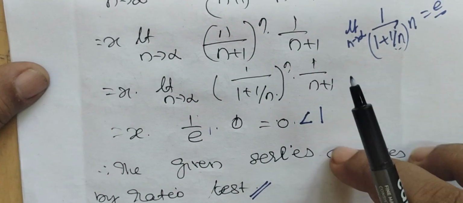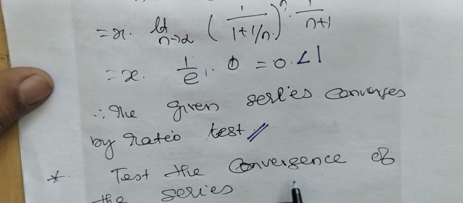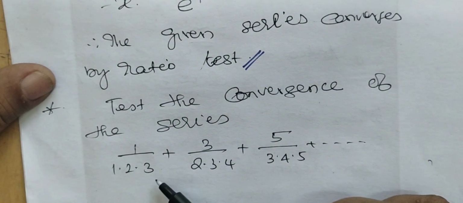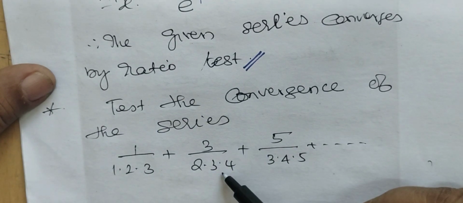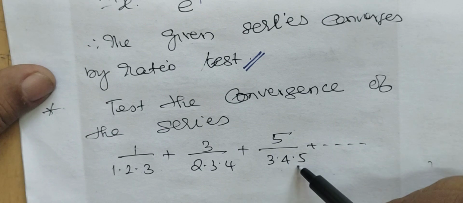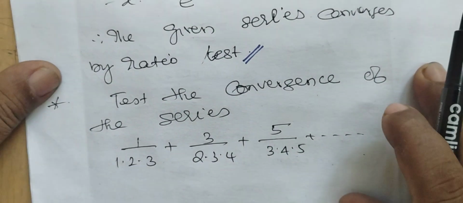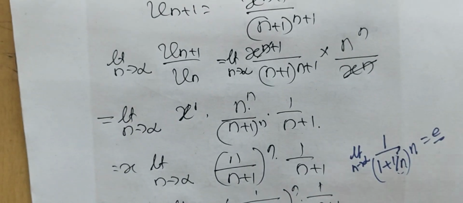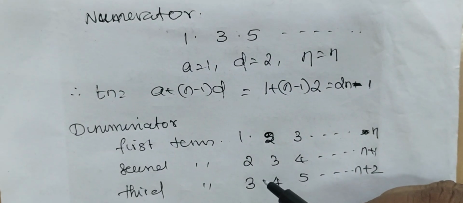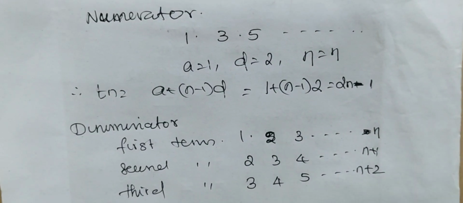Now let us do one more problem. Test the convergence of the series 1 by 1 into 2 into 3 plus 3 by 2 into 3 into 4 plus 5 by 3 into 4 into 5 plus etc. Here the nth term un is not given.